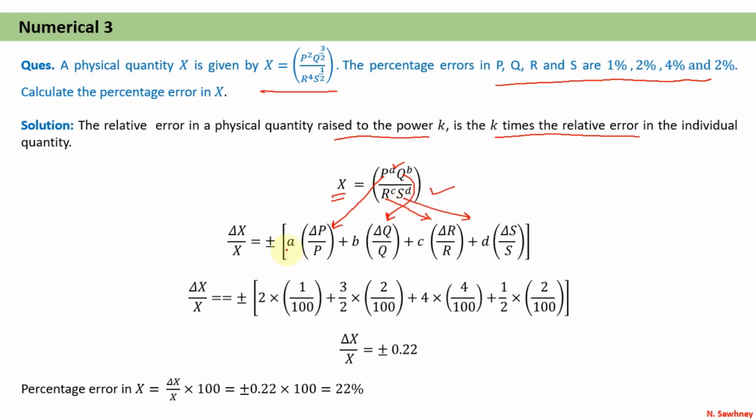Putting down all the values, A is given in the question as 2 because P is raised to the power 2, it is simply A. Q is raised to the power 3 by 2, so here B is 3 by 2. Then R is raised to the power 4, so C is 4 and D is 1 by 2. Putting down all the values, we have calculated the relative error as plus minus 0.22. And in order to calculate it in percentage, I have simply multiplied it by 100, so it comes out to be 22%.